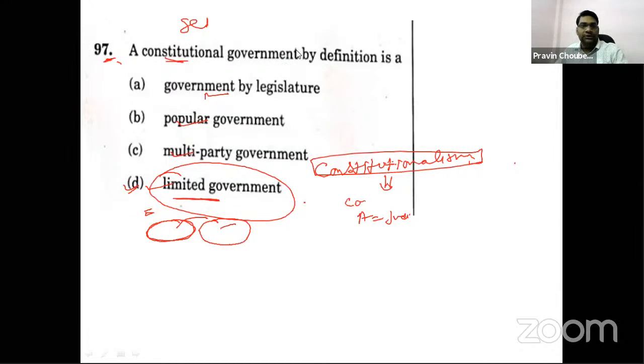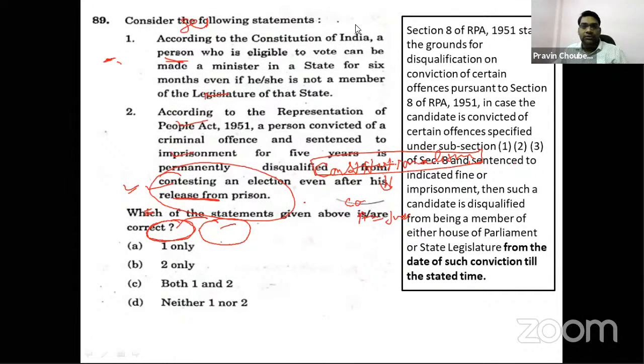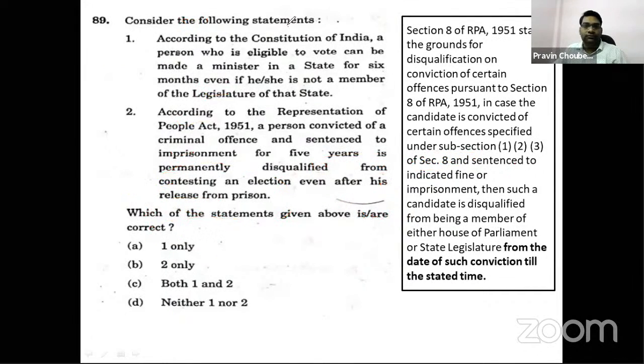Now, next question, number 89. Consider the following statements. According to the Constitution of India, a person who is eligible to vote can be made a minister in a state for 6 months, even if he or she is not a member of the legislature of the state. The second statement is, according to the Representation of People Act 1951, a person convicted of a criminal offense and sentenced to imprisonment for 5 years is permanently disqualified. See, the word permanently disqualified is a key word here. From contesting an election even after his release from prison.